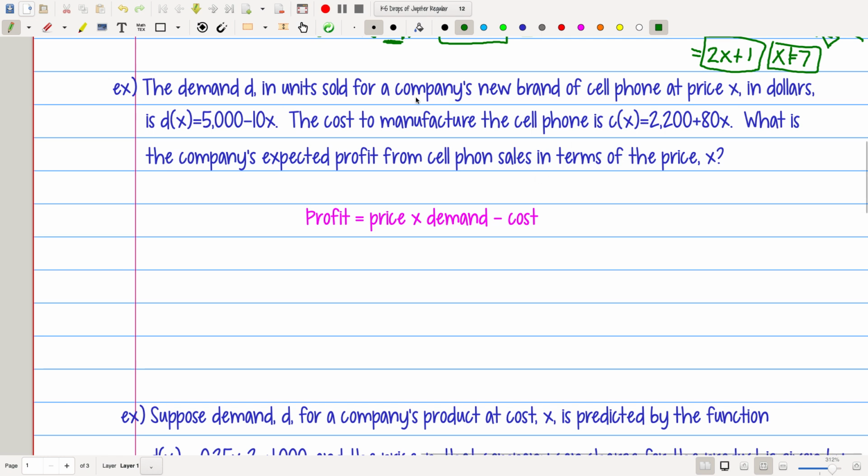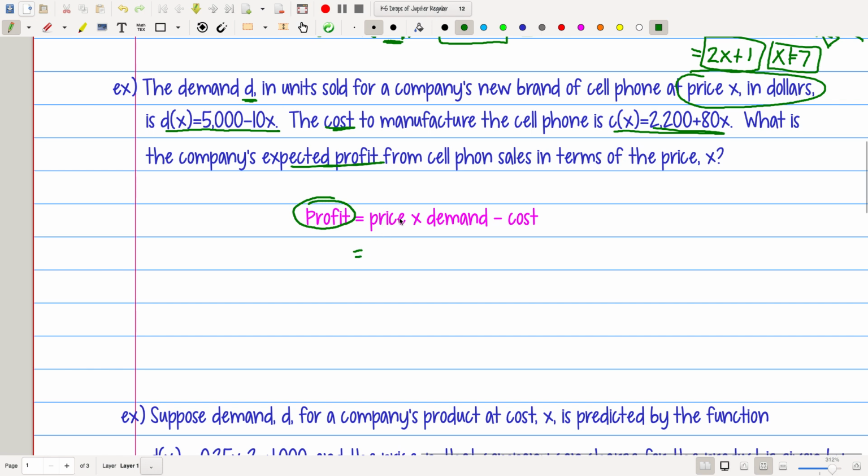Okay, so in all of these words, I can see that they gave me the demand. Okay, that's D. They gave me the demand. They give me the cost to manufacture a cell phone. And it tells me right here, price is X in dollars. So X is my price in dollars. And it wants the profit. It says, what is the company's expected profit? So I need to find profit right here.